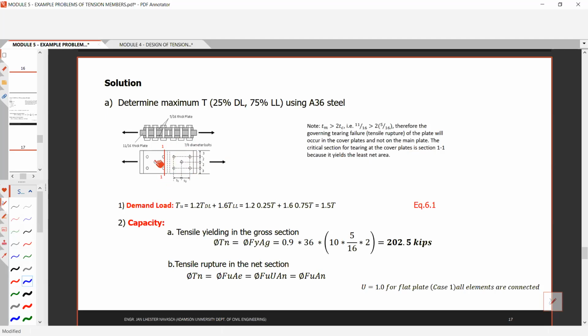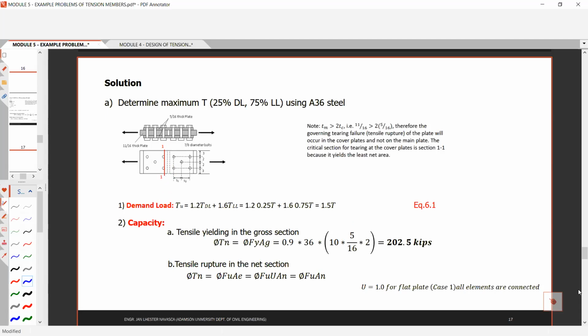And again, the problem is asking for S1 and S2. So you cannot solve for this considering this line of action for tearing. You cannot consider this one since the problem is asking for S1 and S2 based on the capacity of problem A.